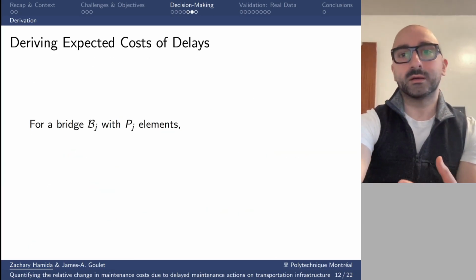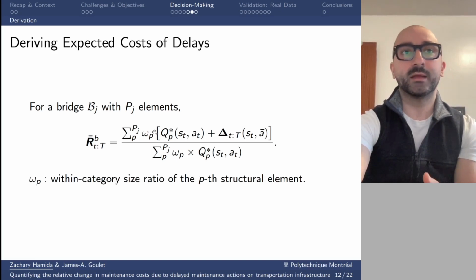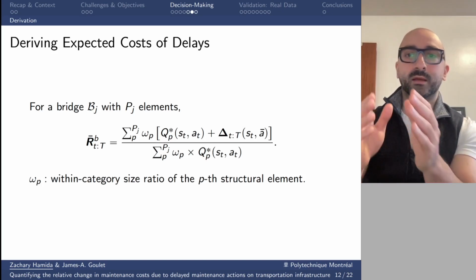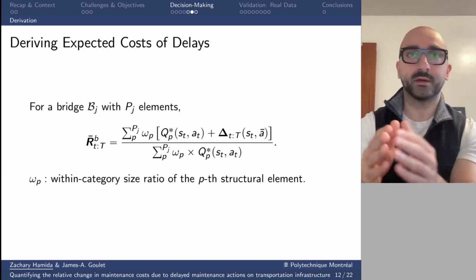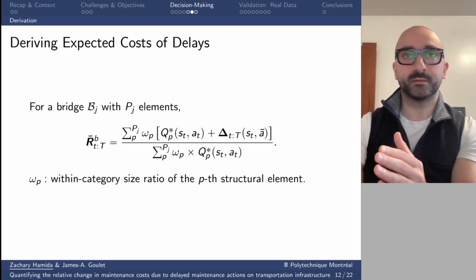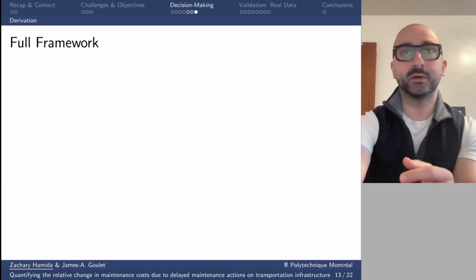If you want it for an entire bridge, one approach that can be used is to have these incurred costs weighted. And these weights, the omega p, are going to be within-category size ratios. So within the beams category, if all the beams have an equal size, then the contribution to the incurred costs will be equal. This is the idea behind this function. So this is the cost ratio for a bridge.